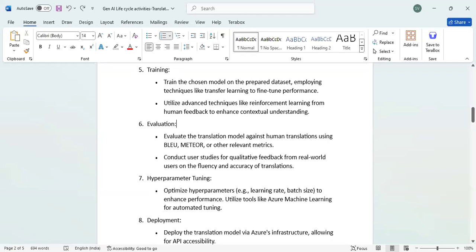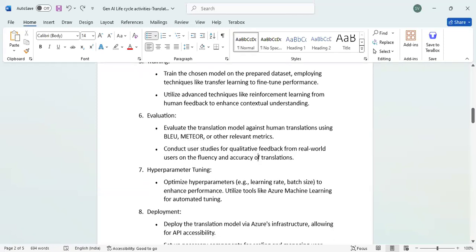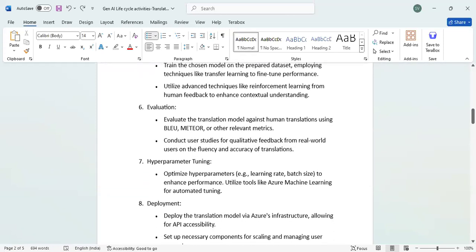So the evaluation is to evaluate the translation model against human translation using BLEU, METEOR or other relevant metrics. These metrics are required for huge documentation services, not for one or two testing services or a simple product. Conduct user studies for qualitative feedback from real world users on the fluency and accuracy of translations. Yes, we have seen in the EDA all those features and scenarios need to be verified by users and confirmed under evaluation. Evaluation is nothing but testing, model testing.